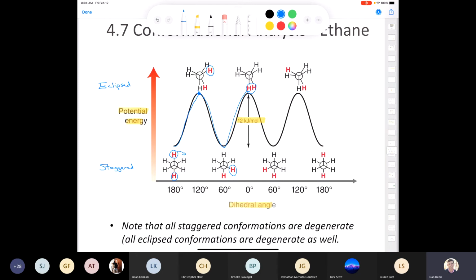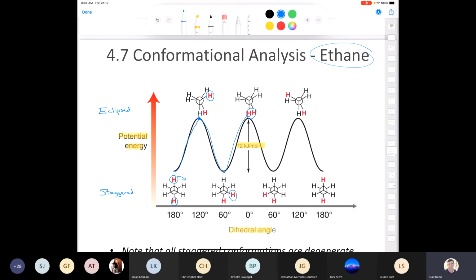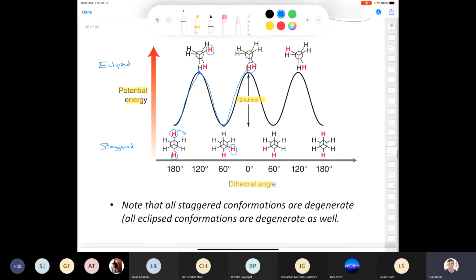What does degenerate mean? That's something that we talked about. Well, you would have talked about it in general chemistry, but we also talked about it in chapter 1 when we were talking about molecular orbitals and hybrid orbitals. Degenerate simply means the same energy. Okay, so all of the eclipsed conformations and all of the staggered conformations in ethane are all degenerate. They're all the same energy.